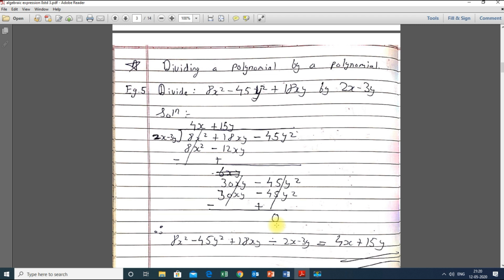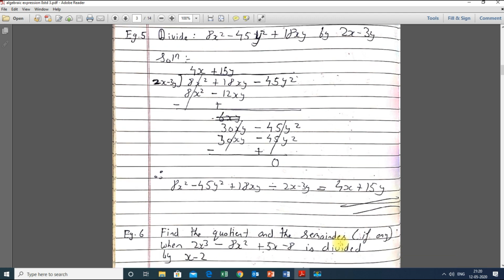In some examples, they might ask you to find the remainder, but only in those sums will we get a remainder. Apart from those sums, we will never get a remainder. Apart from 0, we will never get any other number. So here the final answer is 4x plus 15y. So 8x square minus 5y square plus 18xy divided by 2x minus 3y gives us 4x plus 15y. Okay.